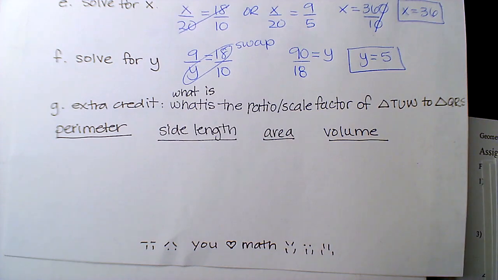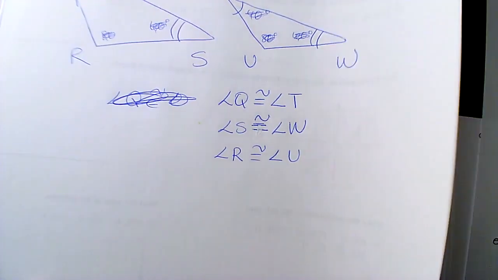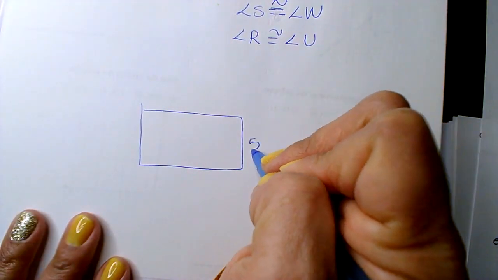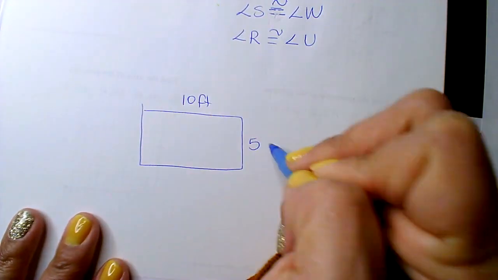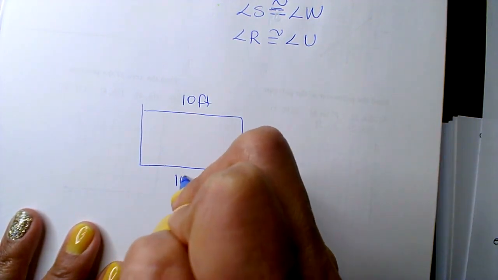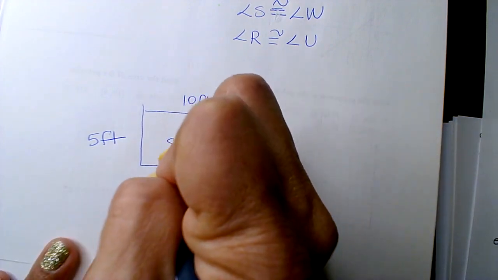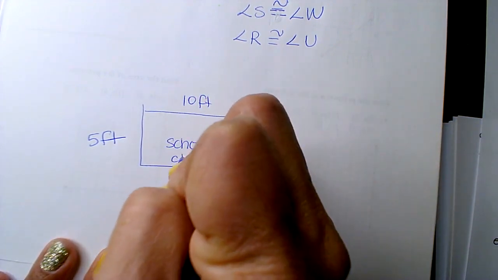All right, we're just gonna kind of use this. Pretend this is 5 feet, 10 feet, right? 5 feet, 10 feet. Pretend this is your school classroom.